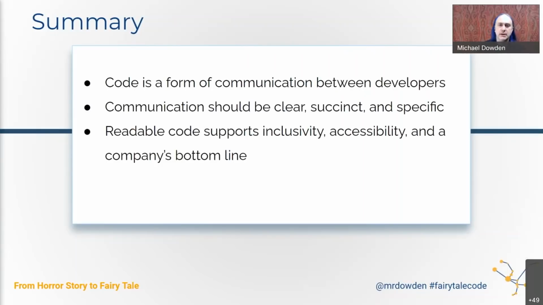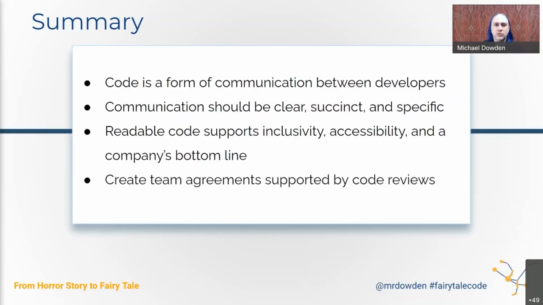Readable code matters in its very existence. By making our code readable, we support inclusivity, accessibility, and also the company's bottom line, because we make it easier for new developers to get up and running. We make it easier to avoid bugs. We make it quicker and cheaper to make changes and fixes to the code. So it really does help the bottom line as well. And one great way to do this is to create team agreements together about how we're going to approach this code, and then support that through code reviews.